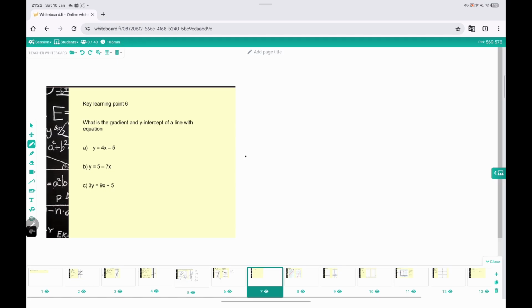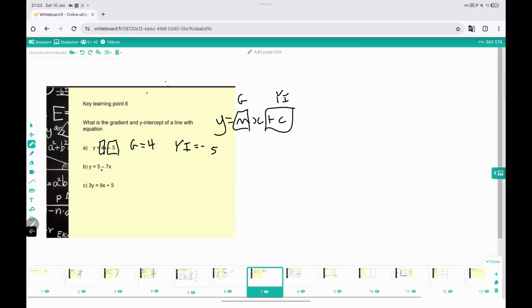Right, okay. What's the gradient and y-intercept of a line when it's just an equation? Well, by now we should have spotted a pattern: most line equations are generally drawn in the form y = mx + c, where the number in front of x is the gradient and the number on its own is the y-intercept. So following that rule, the gradient here must be 4 and the y-intercept, be careful here, must be minus 5.